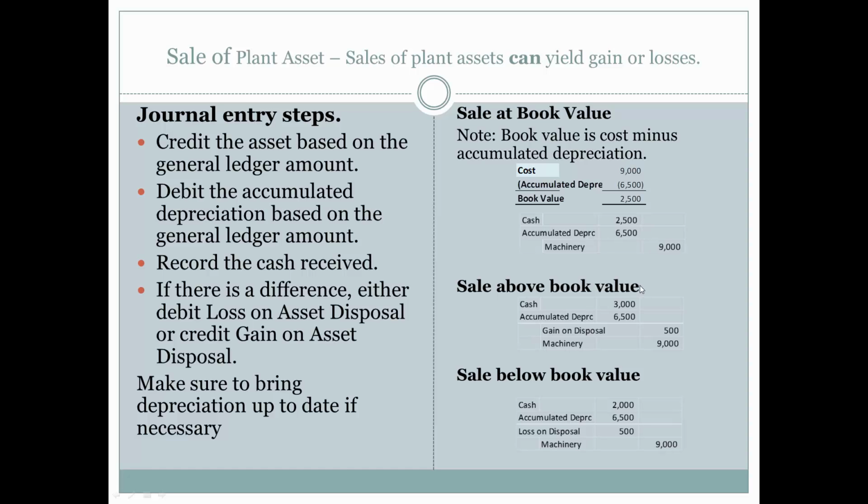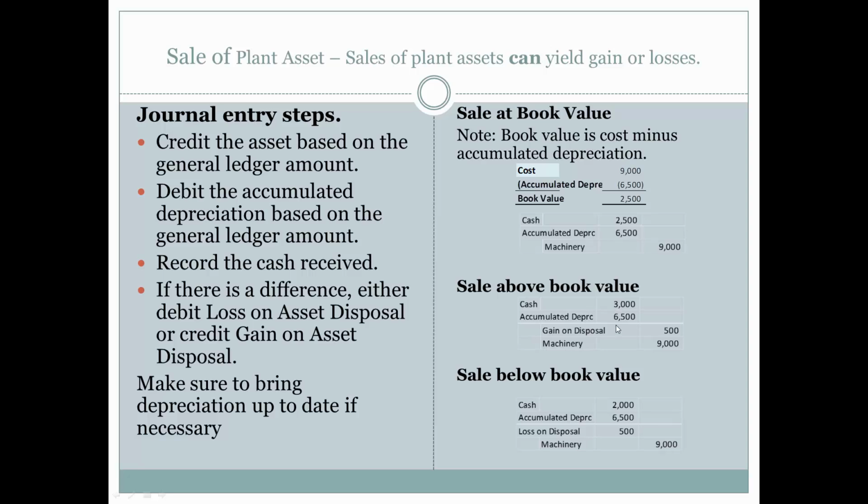Now, what happens if we sell the asset above the book value? The book value is 2,500, but we sell it for 3,000. So we're going to follow the same steps. We're going to credit the asset, debit accumulated depreciation, and record the cash.